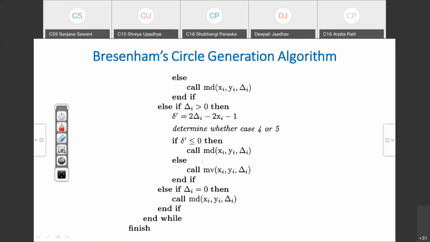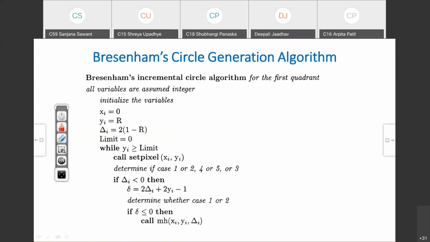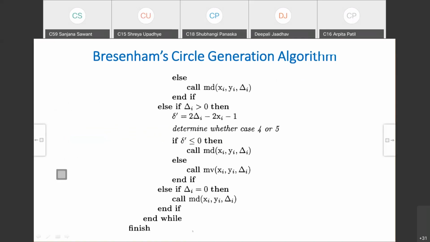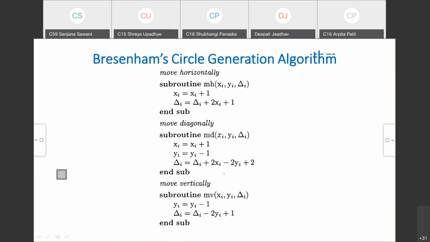During the calculation, every time the lowercase delta is less than or equal to 0, we call MH, correct? When it is greater than 0, we call the subroutine MD. When delta dash is less than or equal to 0, it calls the subroutine MD. Otherwise, it calls the subroutine MV. So those subroutines are written here.